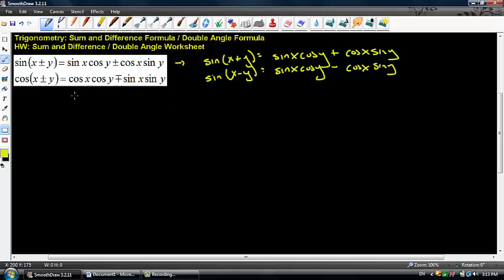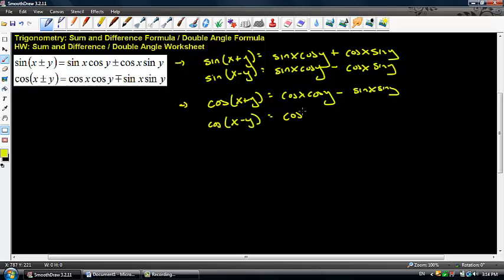Now, the only thing that I really need you to pay attention to is the fact that cosine is reversed. And that is, if I have cosine of x plus y, it's cosine of x cosine of y minus sine of x sine of y, and then cosine of x minus y would be the same thing except positive. All right, so those are the things that I really need you to pay attention to as far as this lecture goes. Now, I'm going to go ahead and delete that.